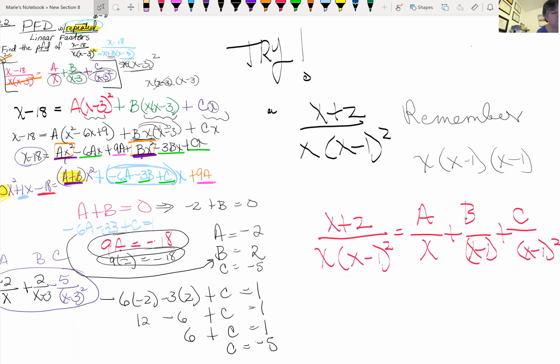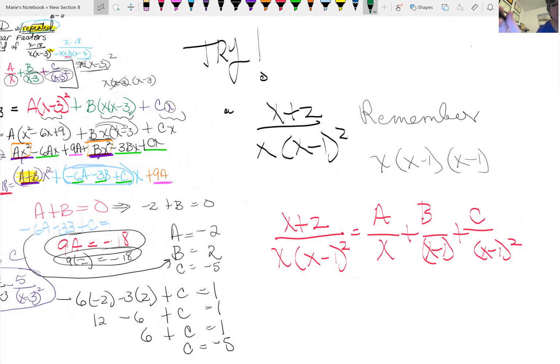Okay. So if you want to check your work, I'm going to give you the answer. So for this one, you should have 2 over x minus 2 over x minus 1 plus 3 over x minus 1 squared.